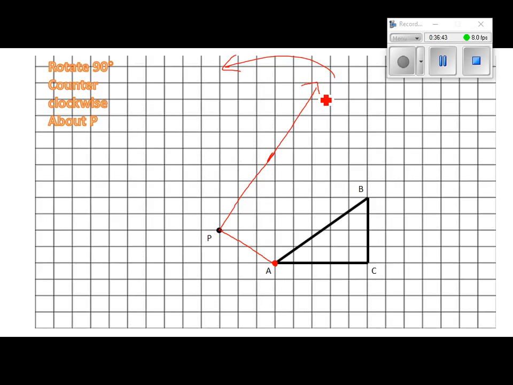A is about that far from P. Does everybody see that? It's about that far. You could take your fingers and maybe do this on your paper. A is about that far from P, so guess what should happen with A prime? It should be that far from P. So A prime is going to end up somewhere right about in there. You can use your ruler or whatever to just sort of measure it.